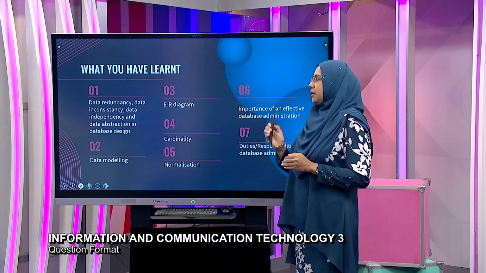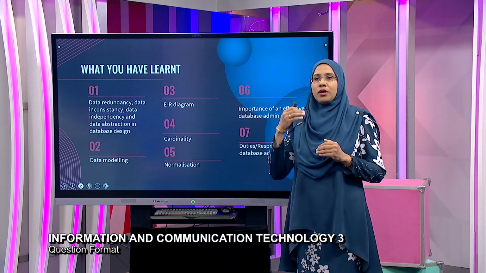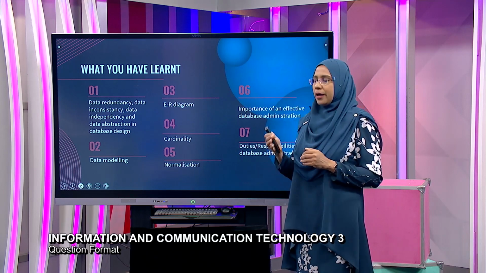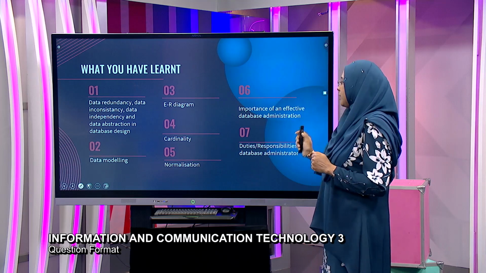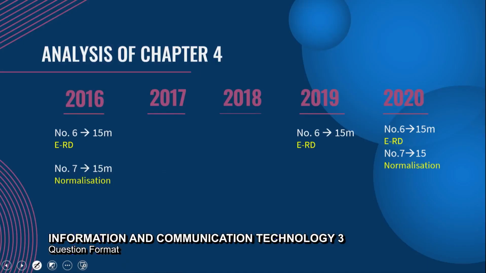For the 4th chapter, Database System Planning and Design Administration, this is a very important chapter. Why is it important? Because you will be tested on your knowledge in analyzing, synthesizing and applying all the models and diagrams that you have learned here. Questions came out in 2016, 19 and 20, and mostly in Section B. We know that for Section B, the marks given are 15 marks.